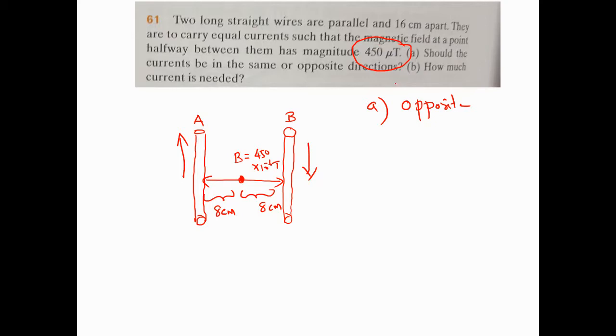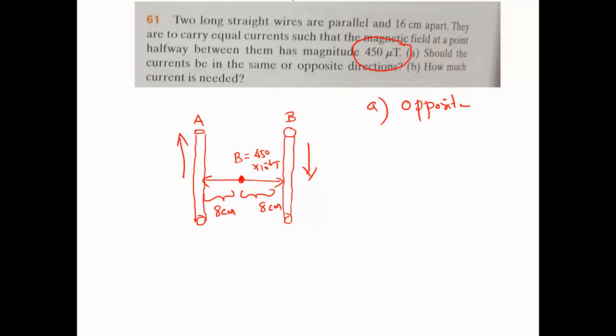Otherwise, what will happen? Your magnetic field will be 0. So that means it clearly shows that the wires are carrying currents in opposite directions. Correct? Is it clear, my dear? Yes. Okay. Now, the first part of the question is the theoretical question. In the second part, they ask how much current is needed? So that means we must calculate the current.